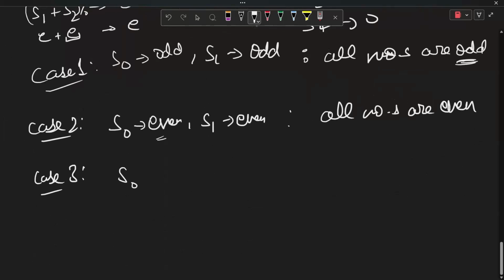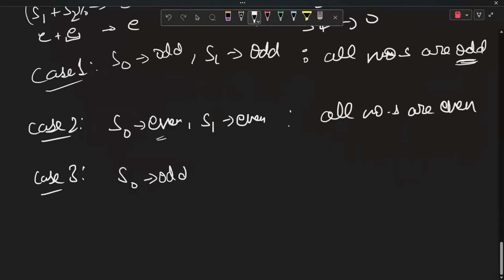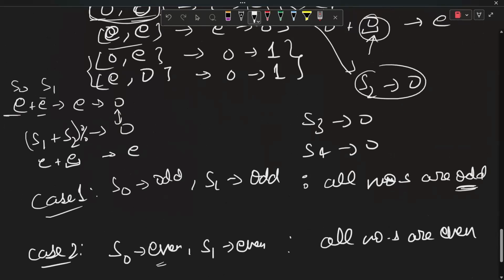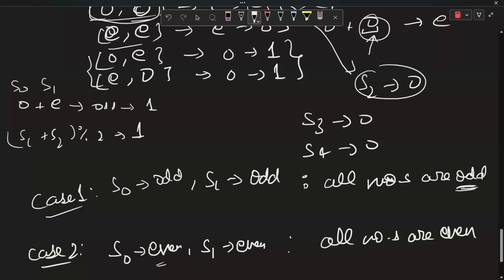Case 3 is where S0 is odd and S1 is even. So for this case, what can we conclude? Here, this is odd, this is even. So odd plus even would make an odd. It means modulo 2 would be 1. So S1 plus S2 modulo 2 should also be 1.